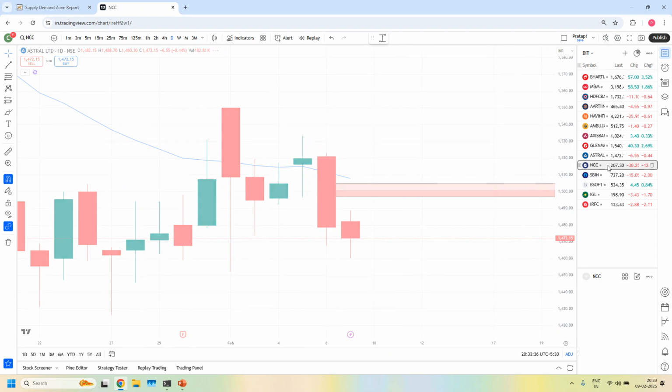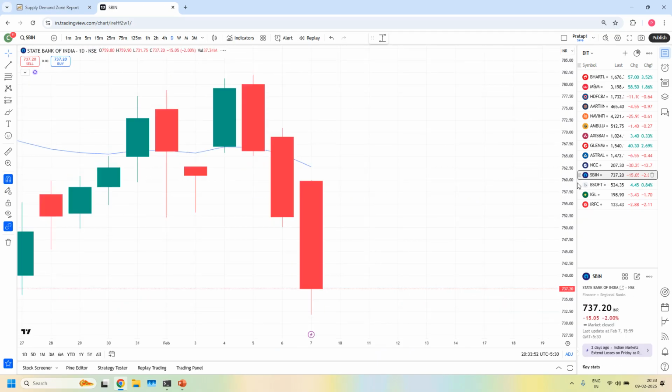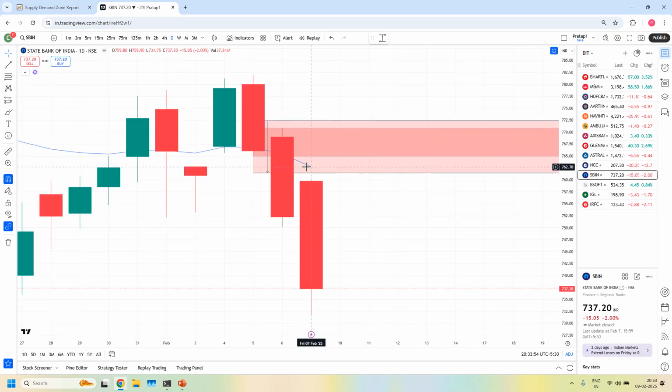And what about NCC? Same is the case with NCC also. See here we have a 75-minute zone. Price has almost reached the 75-minute zone. So this is also having EMA confluence, NCC. And what about State Bank of India? State Bank, exactly the price is there inside the 75-minute zone. So this is also having EMA confluence.